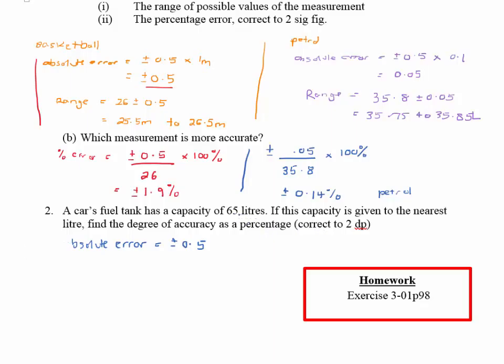It has a capacity of 65 litres and it was given to the nearest litre. So that's times by 1 litre, so it's just plus or minus a half. And now we need to find that percentage error, because that's what the question's asking us. So that's plus or minus a half over what we've actually measured, which is 65, and we're going to times that by 100%. We'll pop that in our calculators and we're going to get 0.77%. And we're not going to forget that plus or minus that lives on the front.